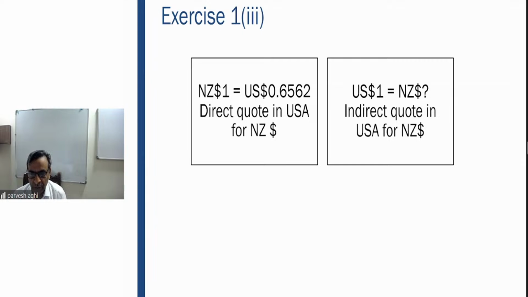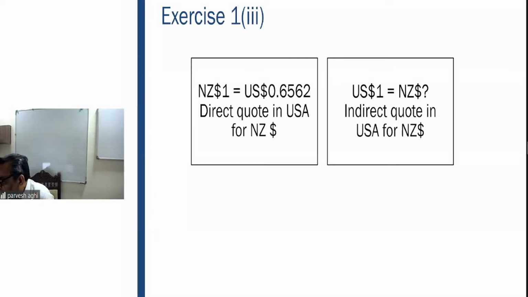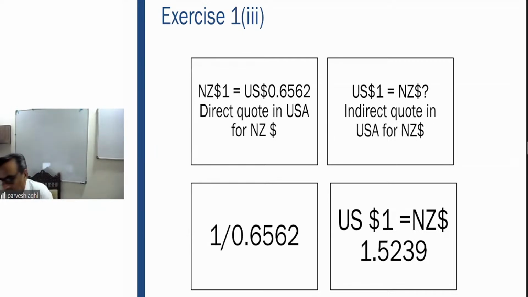Now we want to find out what is the indirect quote, or the direct quote in New Zealand, for $1. So please find out. I think some people have done it. 1.5239. Yes, absolutely right. Wonderful.